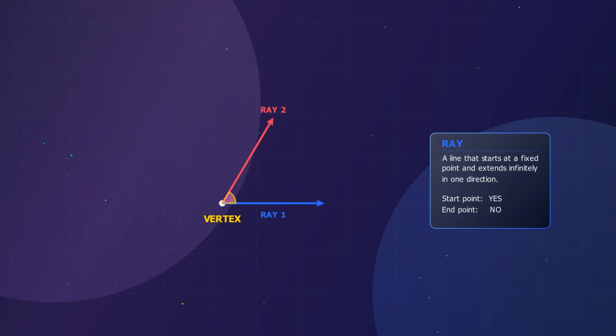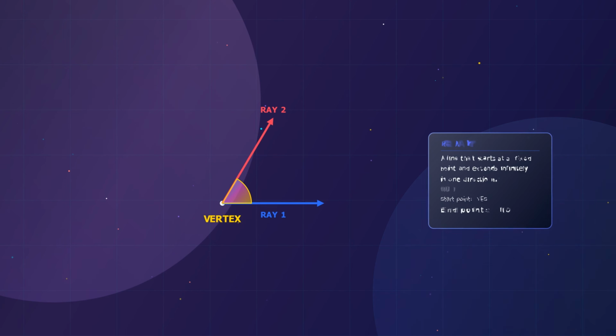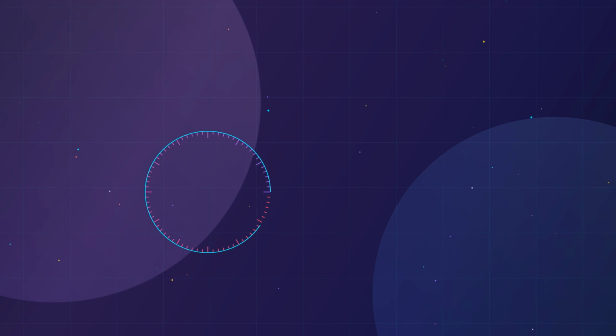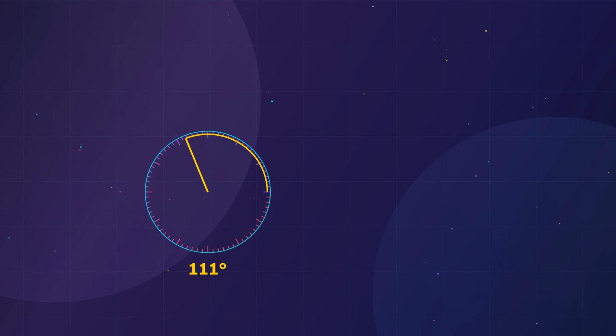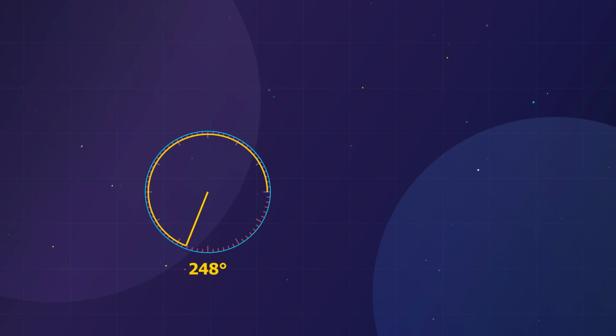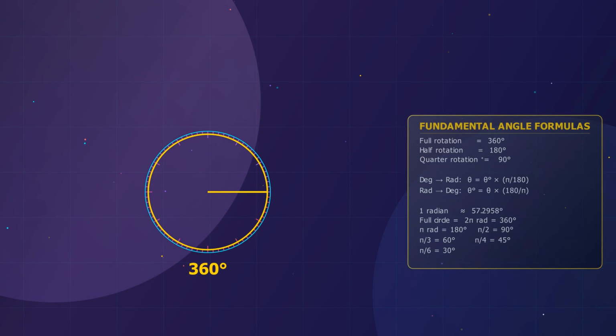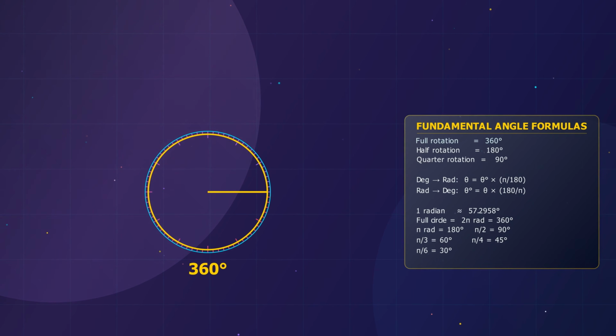Between the two rays lies the angle itself, and every angle has three essential parts: two rays and the vertex where they meet. The measurement of an angle tells us how far one ray has rotated from the other. We measure angles in degrees, with the full rotation being exactly 360 degrees. But why 360? The ancient Babylonians chose it because it divides evenly by 24 different numbers, making it the most mathematically flexible choice in human history.